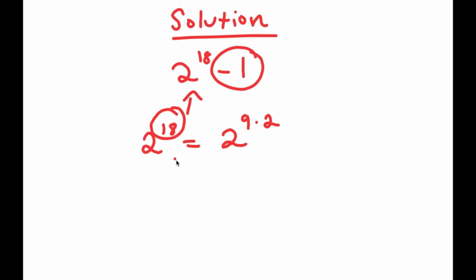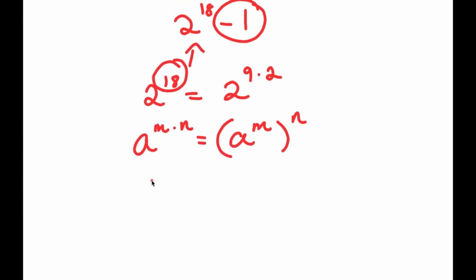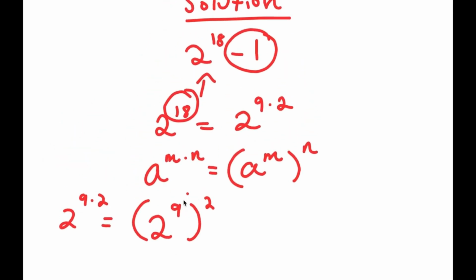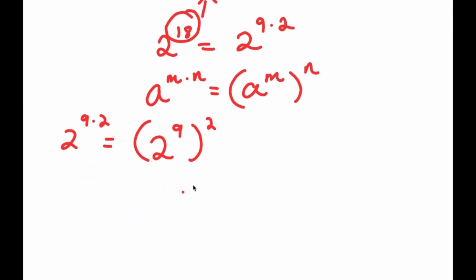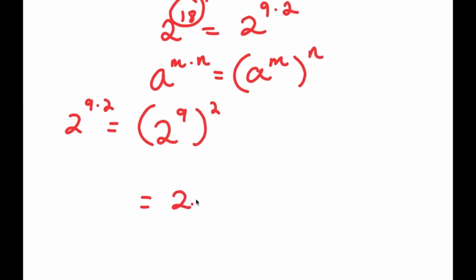And now an important property of exponents is that if I have something in the form a to the power of m times n, this is equal to a to the power of m to the power of n. So in this case, I have 2 to the power of 9 times 2, and I can rewrite that as 2 to the power of 9 to the power of 2. So, going back to my original problem with the minus 1, I get 2 to the power of 9 to the power of 2 minus 1.